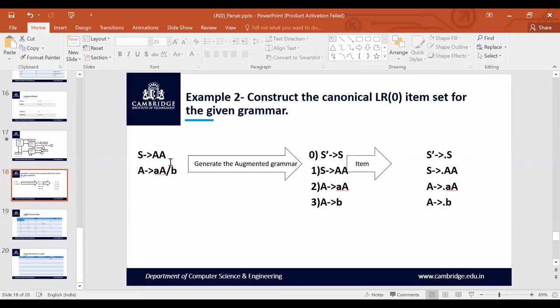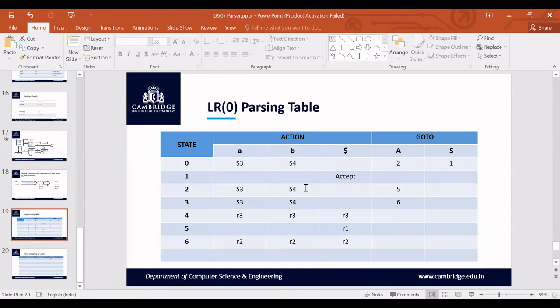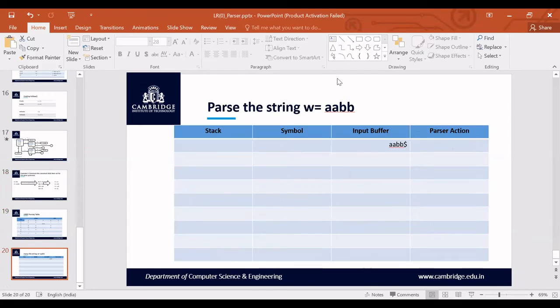For the second example, we have the production rules S derives AA and A derives small a, that is terminal a, or small b, that is terminal b. Fine. So the grammar is broken down like this, and we have already numbered it, and this is the parsing table that we generated in the previous classes. And now we'll take the input string, which is AABB, and try to parse it.